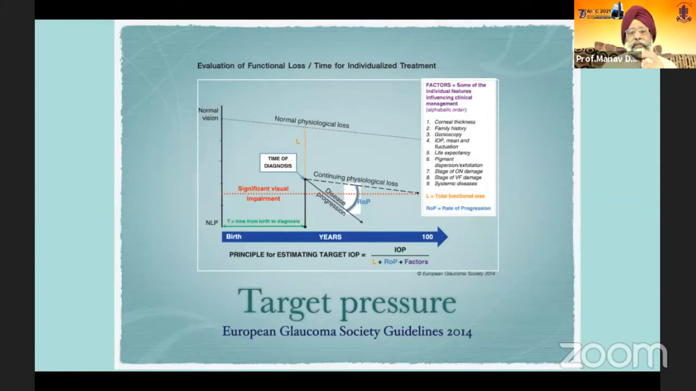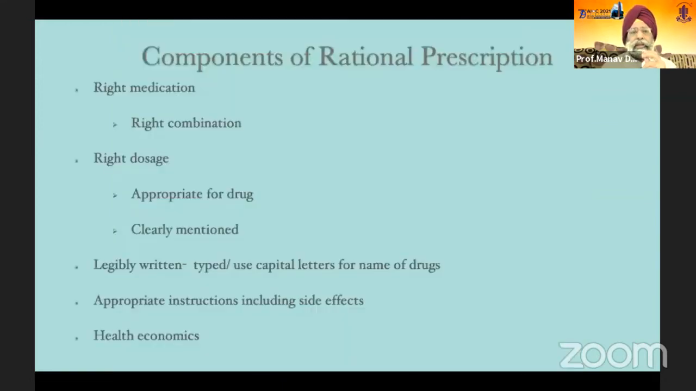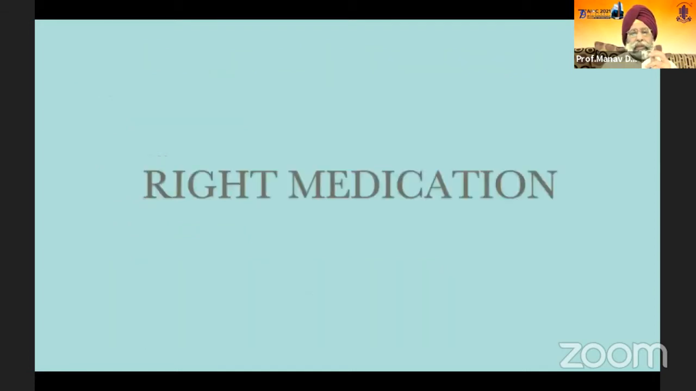This slide has been seen by everyone, and Dr. Chandrima has talked about the target pressure a lot, so I'll skip this. The components of a rational therapy include the right medication, the right combination if there is one, and the right dosage, which is appropriate for the drug. It should be clearly mentioned, written legibly or typed or in capital letters, and appropriate instructions including the side effects should be given in a good prescription. And of course, one should never forget the affordability of the drug for the patient.